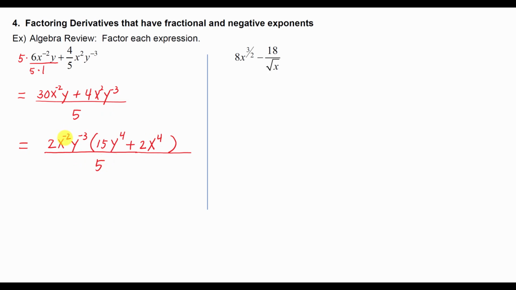And because these two are negative exponents, you can send them to the denominator to turn into a positive exponent. So my final answer, when it's simplified, will be equal to 2 times 15 y to the power 4 plus 2x to the power 4 over 5 x to the second, y to the third.